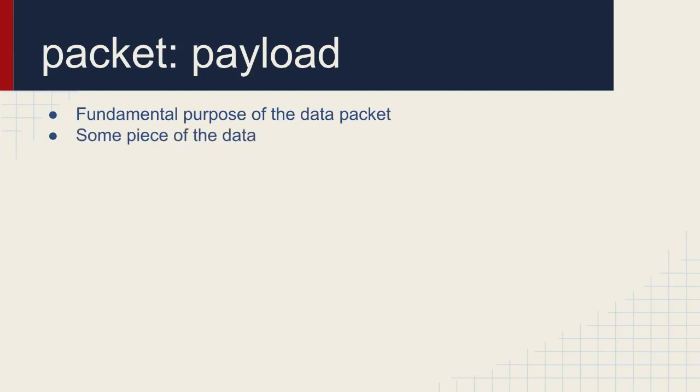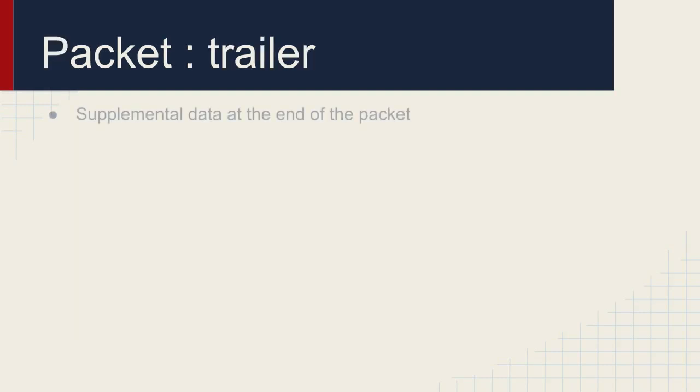And it's usually a piece of the data, because typically on the modern internet, the information we're sending back and forth is far too large to be contained in a single packet. Then you have the trailer. This is usually supplemental data, and it's always at the end of the packet. It's usually additional handling information.